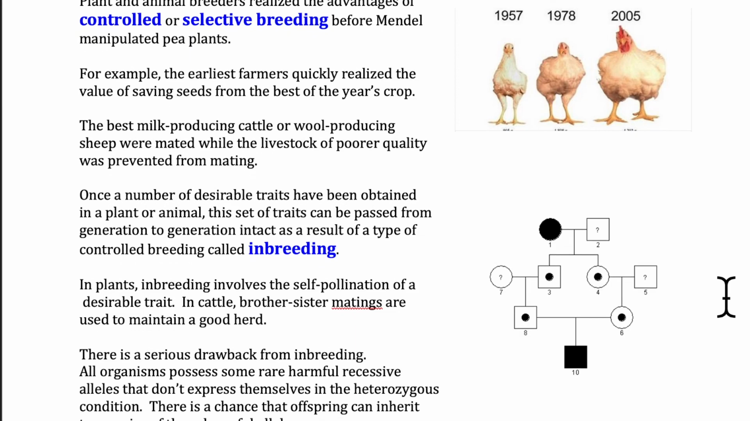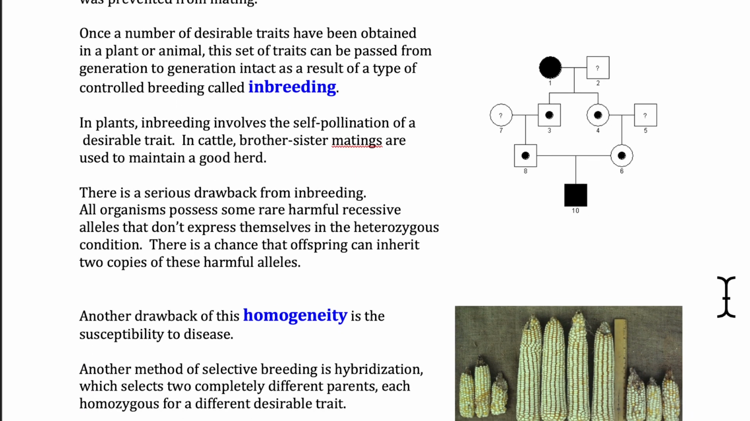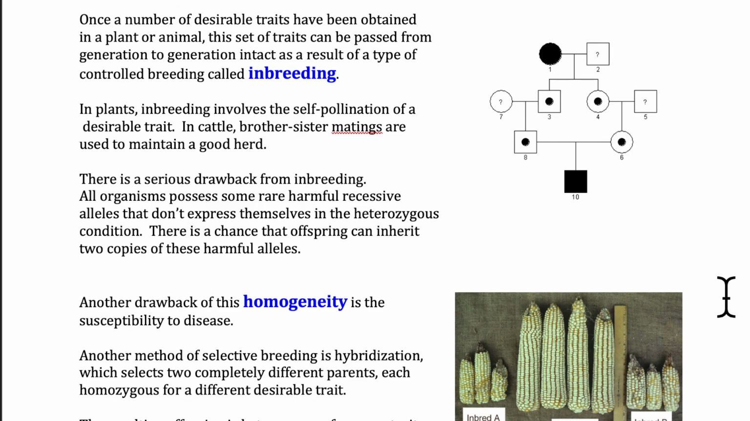Once a number of desirable traits have been obtained in a plant or animal, this set of traits can be passed from generation to generation intact as a result of a type of controlled breeding called inbreeding. Now, in plants, inbreeding involves the self-pollination of a desirable trait. In cattle, brother and sister matings are used to maintain a good herd.